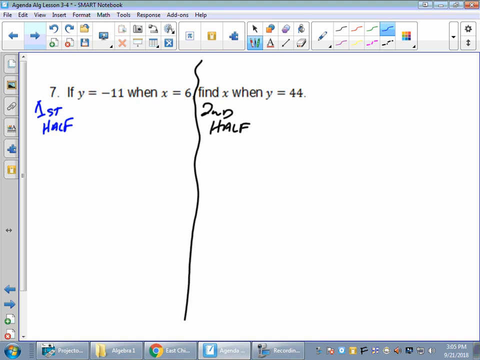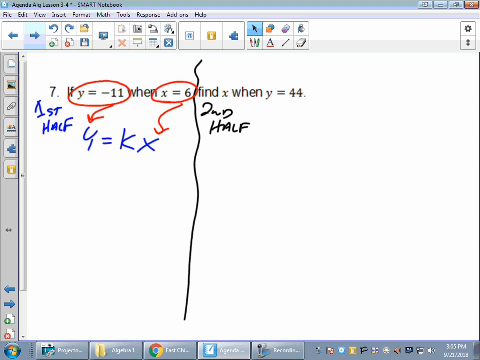All right, so we start with y equals k times x. And we can sub different values in. Okay, remember, we've got a y is negative 11 that I can sub right in there. I've got an x equals 6 that I can sub in here. So I'm going to rewrite that equation. It's going to be, instead of y, negative 11 equals k times 6, right? Because 6, I'm just substituting that in. And now what's my next step?